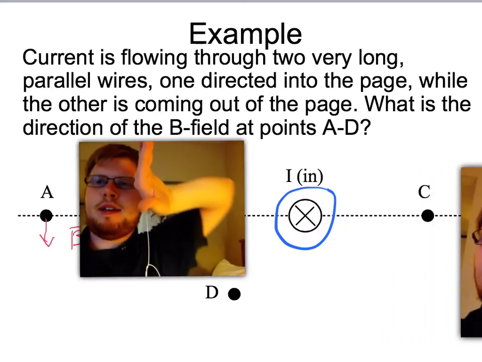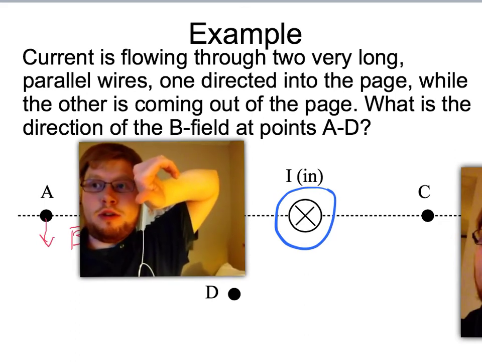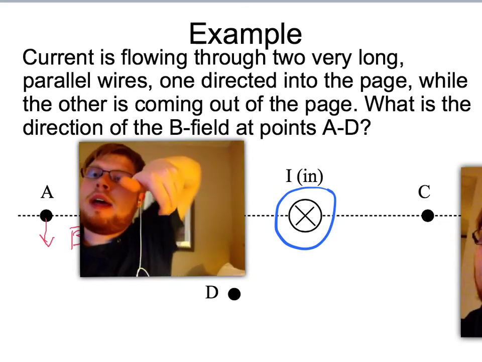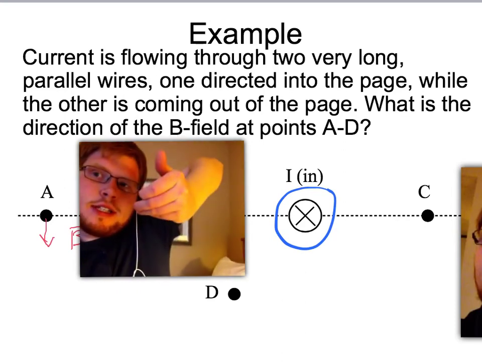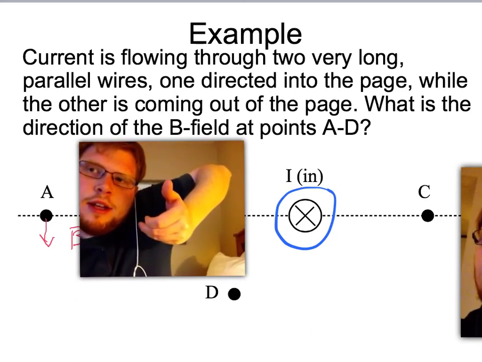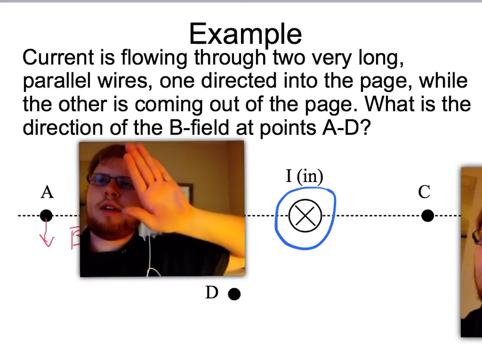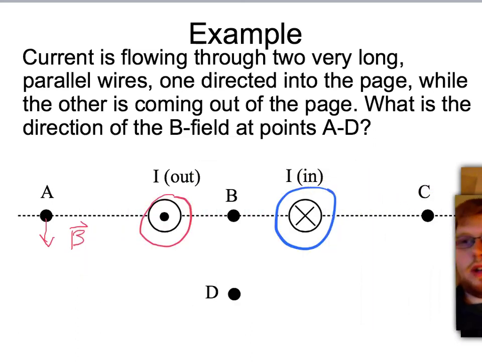I've got my hand pointing into the page, curl, but then A is over here, kind of where my nose is. Keep that curl going, thumb still pointing into the page. And when I get to where my nose is, I see that the magnetic field is kind of pointing up. That's an awkward one to have to do on camera. So now let's think about drawing that over here, kind of where my nose is.